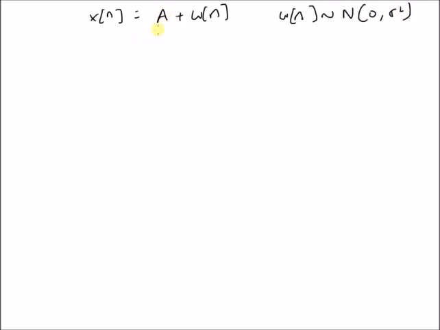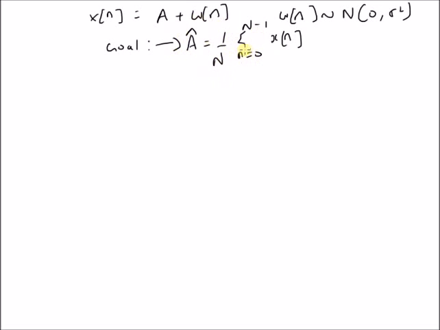We want to prove that the minimum variance unbiased estimate of A is given by the sample mean, that is 1 by N summation n equal to 0 to N minus 1 x of n. Note that here n value changes from 0 to N minus 1. So this is our goal. That is, the estimator A hat is equal to the sample mean.